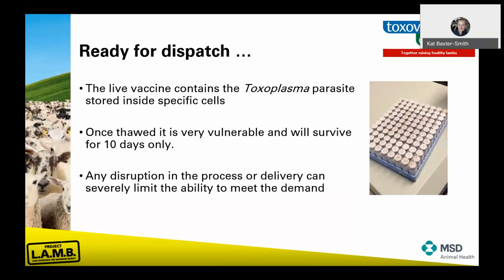It arrives at the practice and then the farmer has 7 days to use it, basically. If the farmer does not use it within those 7 days, there is a risk, quite a high risk, the vaccine will not be effective.